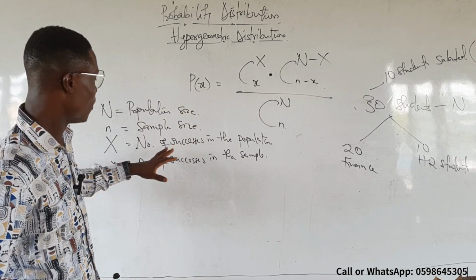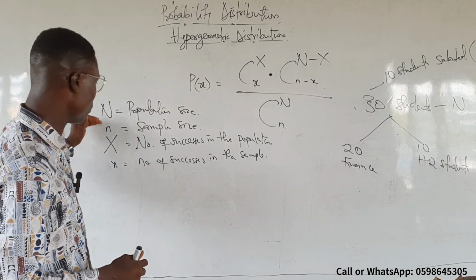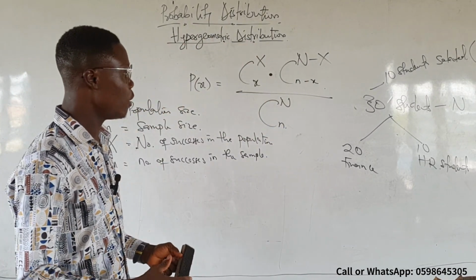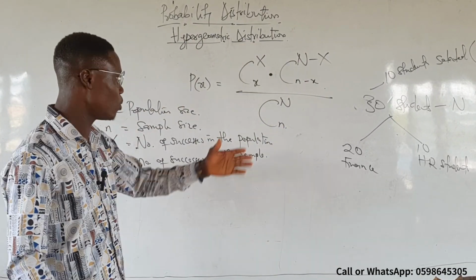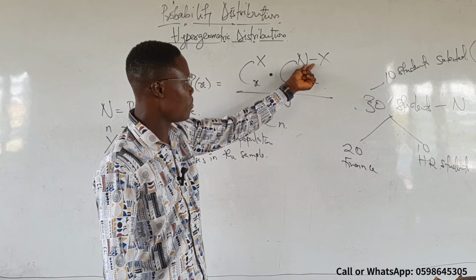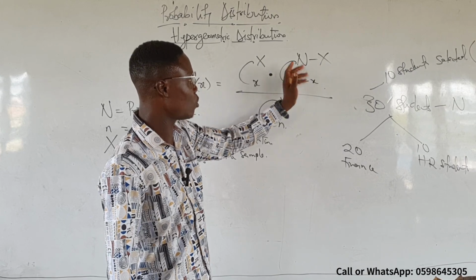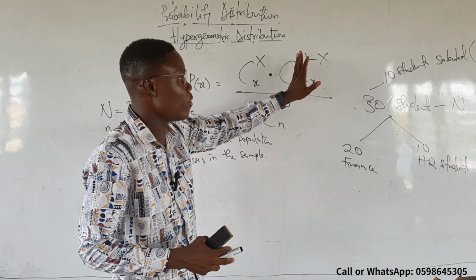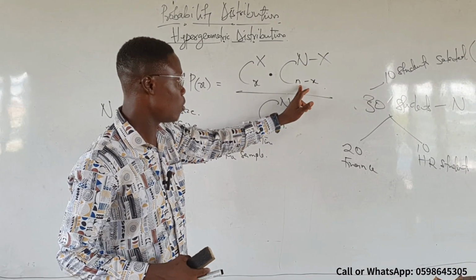And that's what these things mean, and that's the formula for calculating hypergeometry. So if we've gotten it, let's see a problem, right? So we have the combination of capital X and small x, and the combination of N minus capital X. If capital X is the number of one side of the population, capital N minus capital X will be the number of the other side of the population. And then small n and small x.